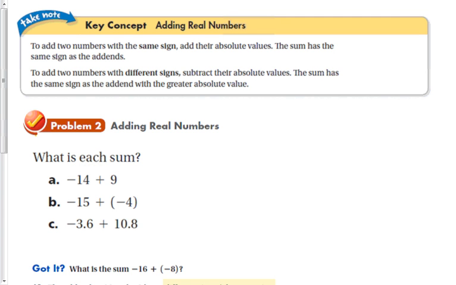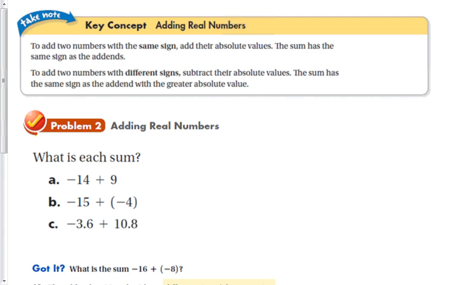To add two numbers with different signs, you're going to subtract the numbers ignoring their sign. So subtract their absolute values. The sum has the same sign as the addend with the greater absolute value. So once you get rid of the sign, whichever number is greater, you want the sign of that original number.